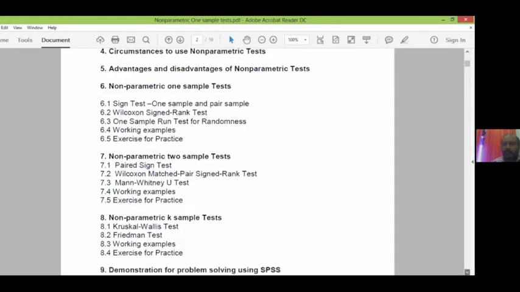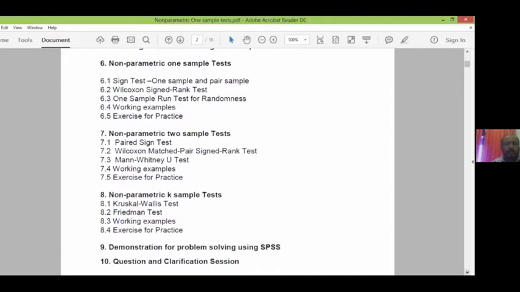And then finally, the last chapter of today's presentation, non-parametric k sample tests will also be there. Kruskal-Wallis test, Friedman test, and associated working examples and problems will be provided. Finally, I will come to the demonstration of problem solving using SPSS, then questions and clarifications.